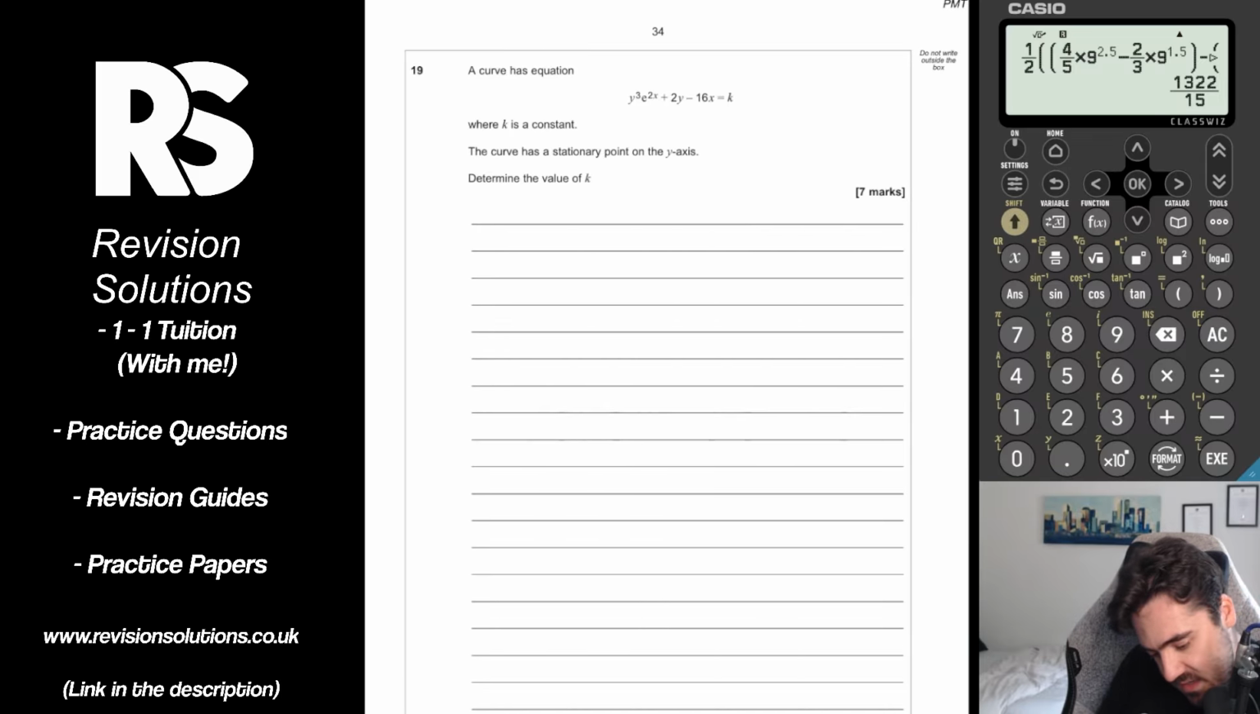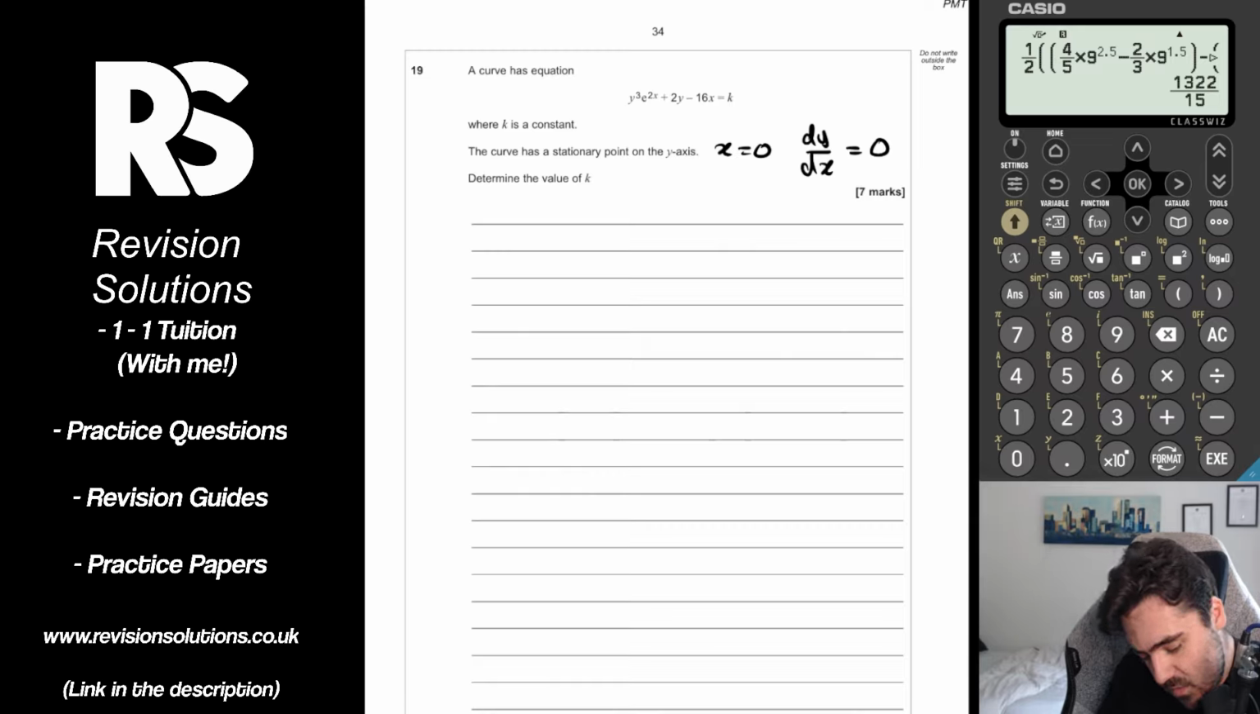Carrying on to question 19, it says a curve has equation y cubed times e to the 2x plus 2y minus 16x equals k, where k is a constant. The curve has a stationary point on the y-axis, so that means we know when, sorry, not y equals 0, on the y-axis would be when x equals 0, we know dy by dx equals 0. Determine the value of k. Well, if we're going to use this information, we're going to need to differentiate, and by the looks of this, we're going to have to differentiate implicitly. I can't really separate my x's from my y's.